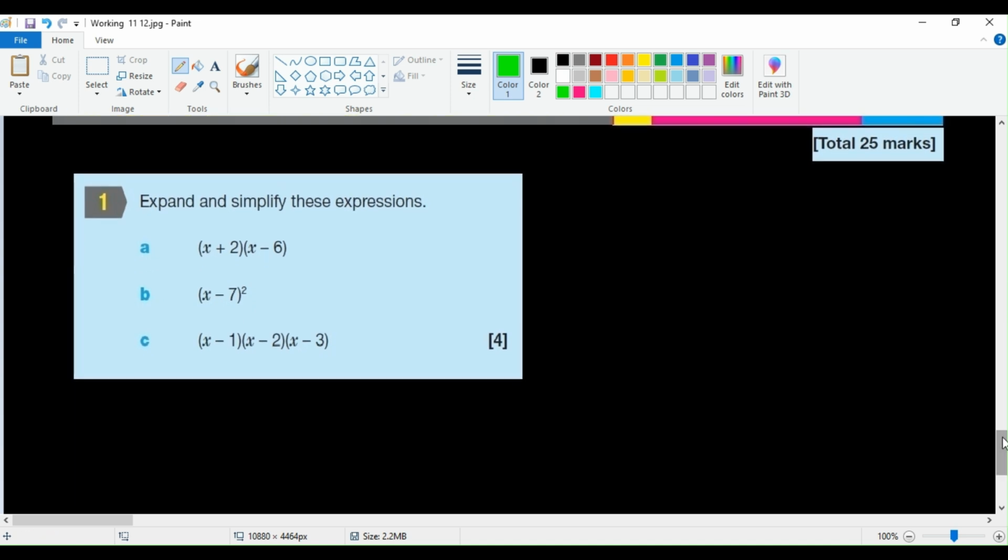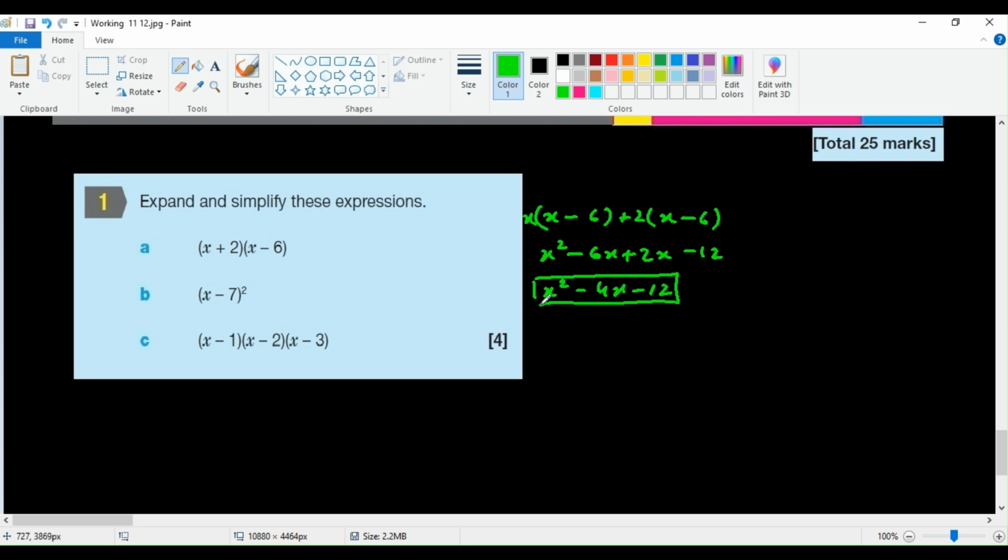This is a 4-mark question. You can expect these kind of questions in the exam, in the test, class test, or whatever. Now, in here, I will write x minus 6 two different times, and I will multiply by x plus 2 like this. So this is going to give us x square minus 6x plus 2x and minus 12. So giving us x square minus 4x and minus 12. So this is going to be our answer.